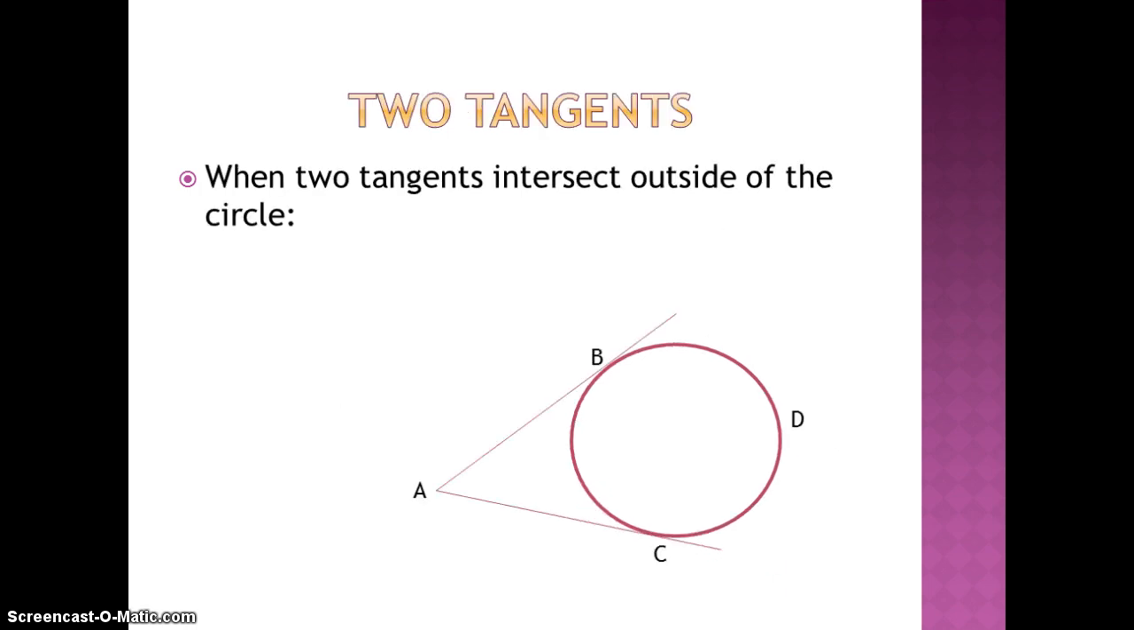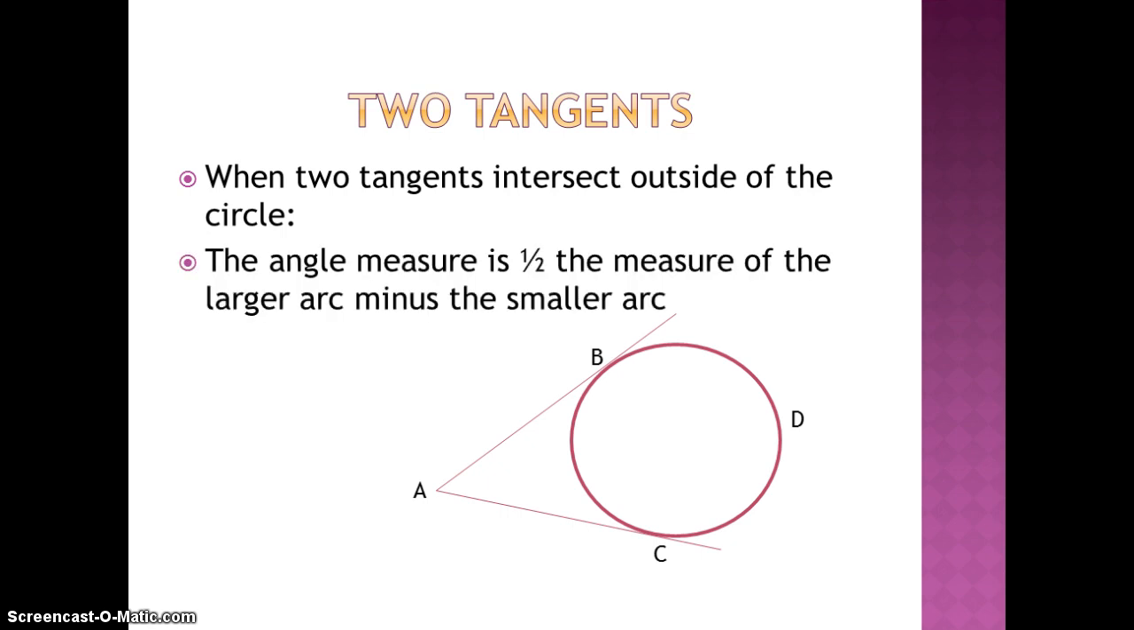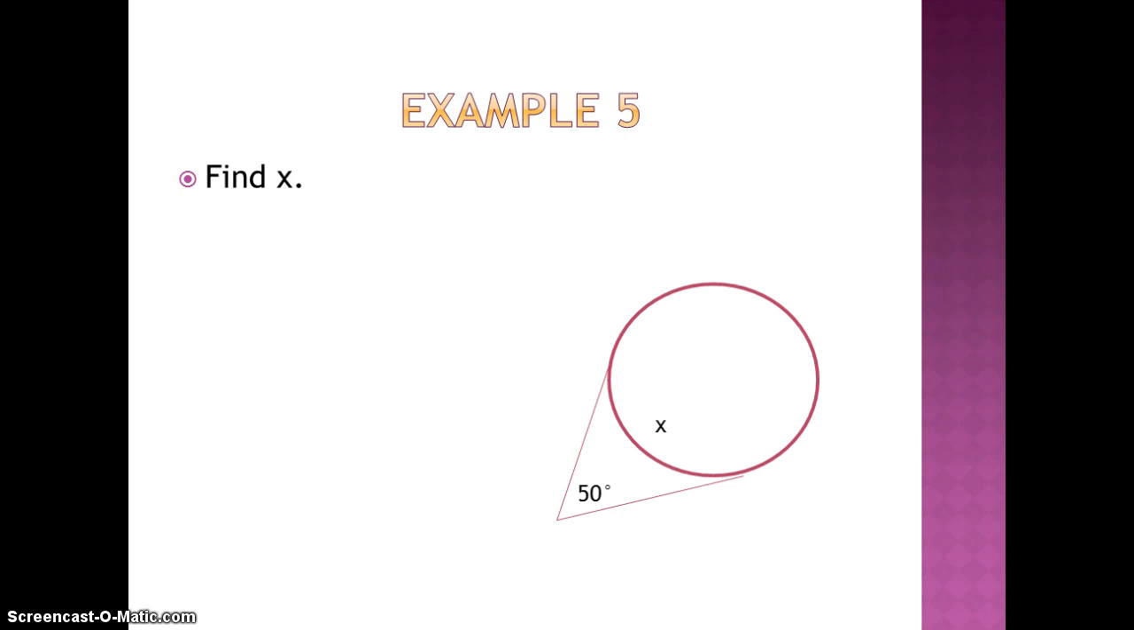Two tangents. When two tangents intersect outside of the circle, the angle measure is 1/2 the measure of the larger arc minus the smaller arc. So the measure of angle A equals 1/2 the measure of arc BDC minus the measure of arc BC. Find x.